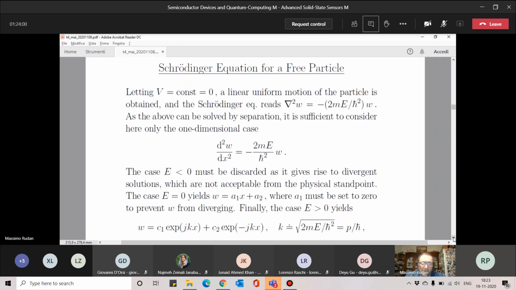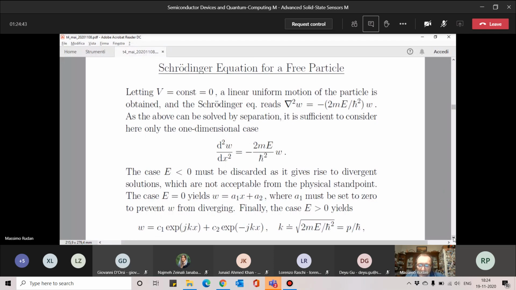And of course, the simplest example is that of a free particle. So we can put the potential energy to a constant, and we may choose this constant at will. So we put V equal to 0. And the Schrödinger equation becomes Laplacian of W proportional to W, as you can see in the second line of the page.